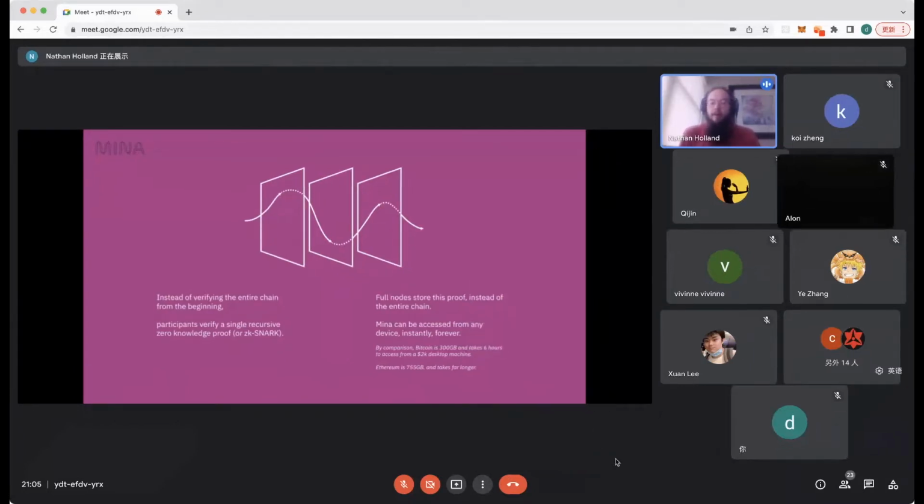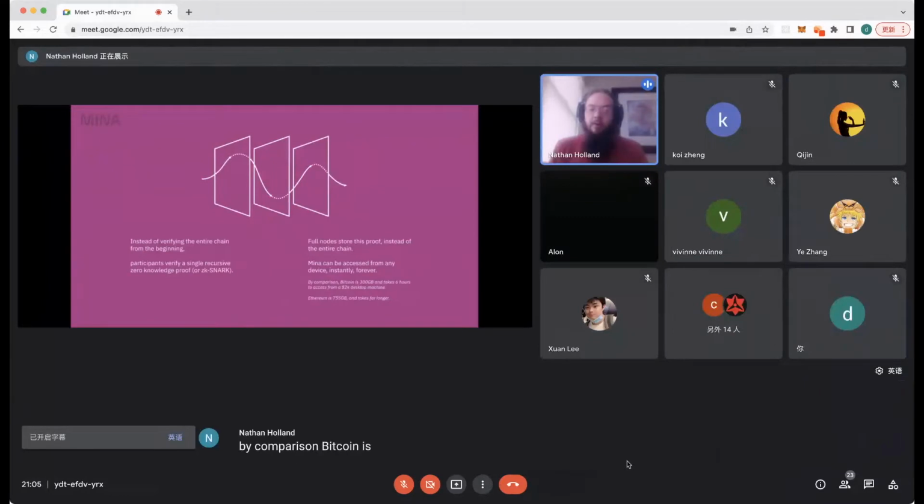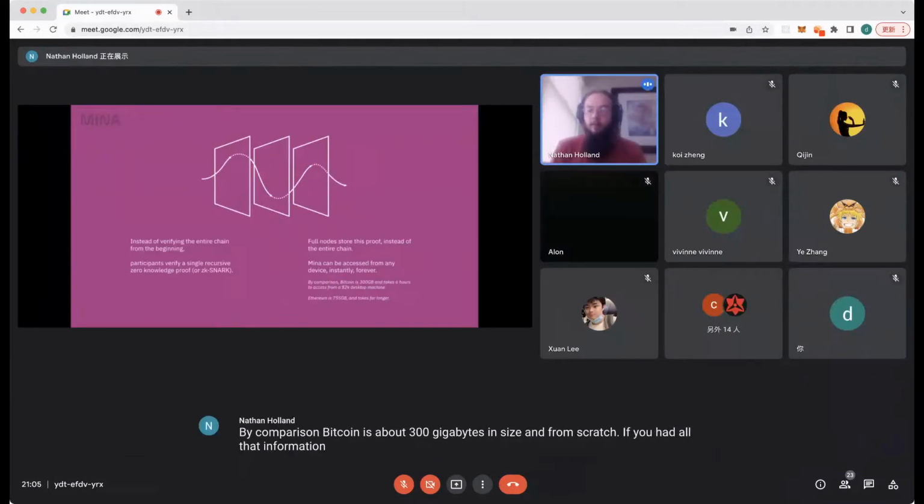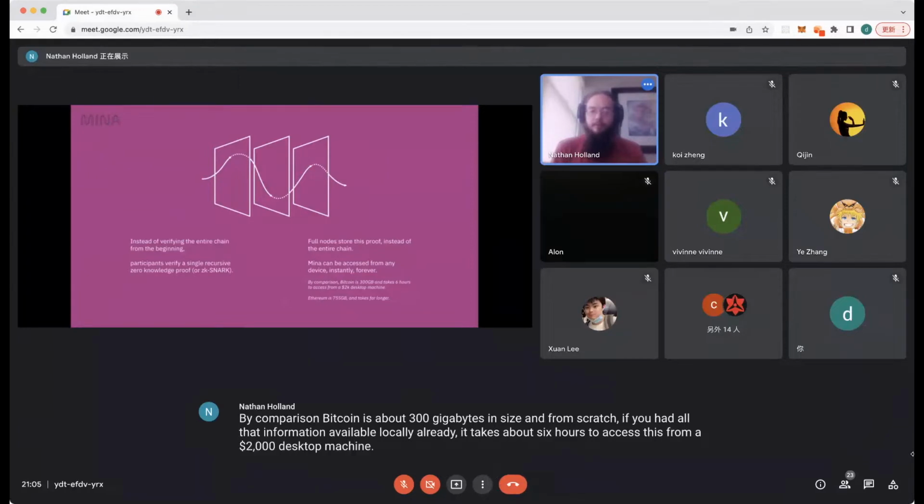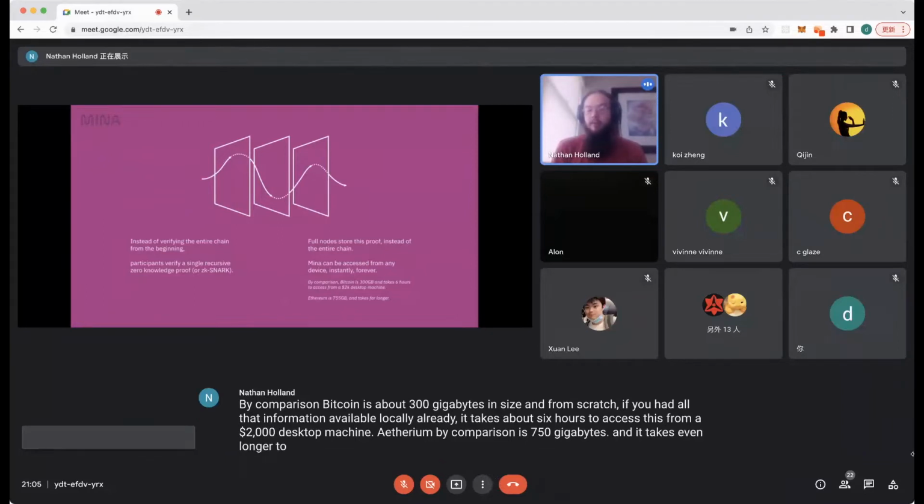By comparison, Bitcoin is about 300 gigabytes in size. And from scratch, if you had all that information available locally already, it takes about 6 hours to access this from a $2,000 desktop machine. Ethereum, by comparison, is 750 gigabytes. And it takes even longer to sync to because you have to play back all the smart contracts as you do so.